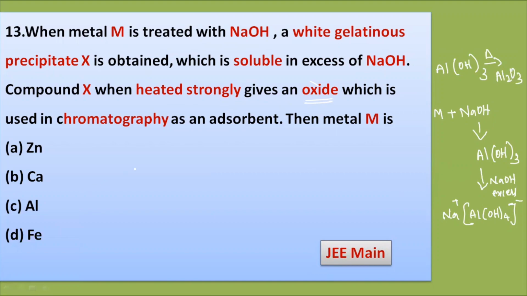Look at that, which is used in chromatography as an adsorbent. Yes, Al2O3 is used as an adsorbent in chromatography. What is that metal M? Metal M is aluminum. Look at that, how beautiful it is.